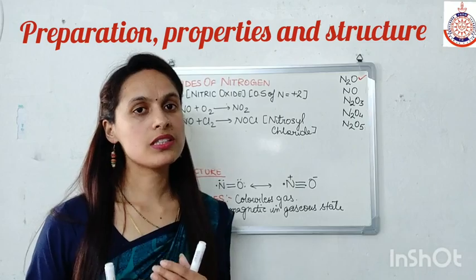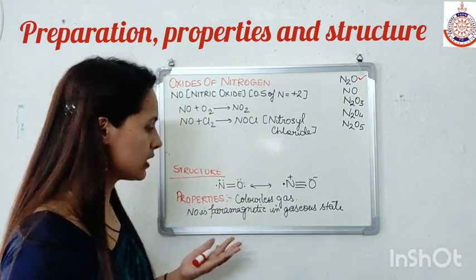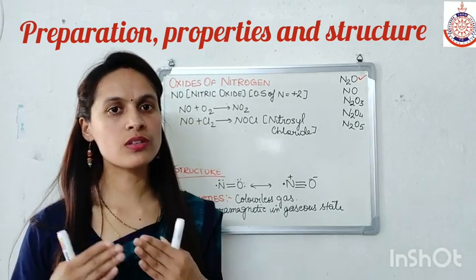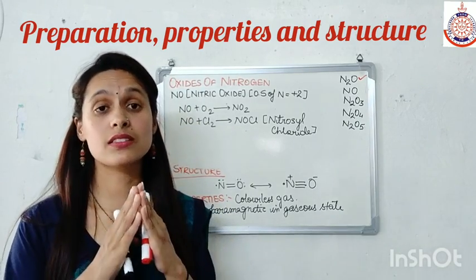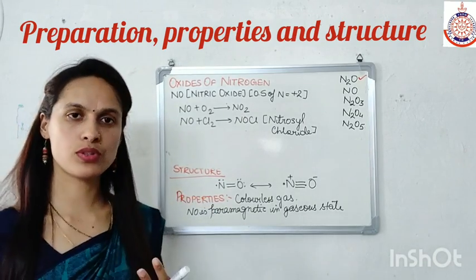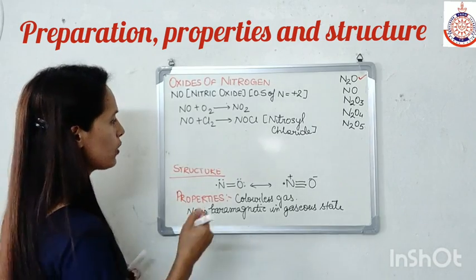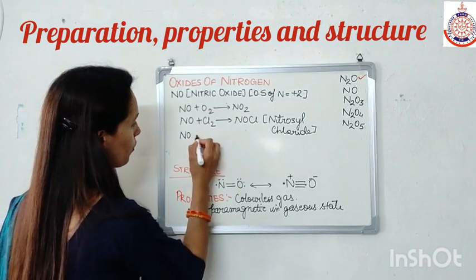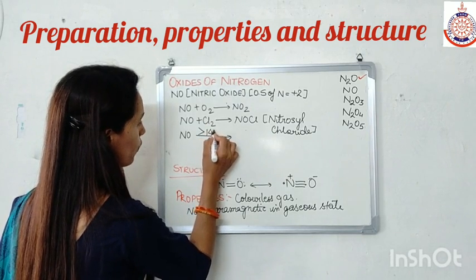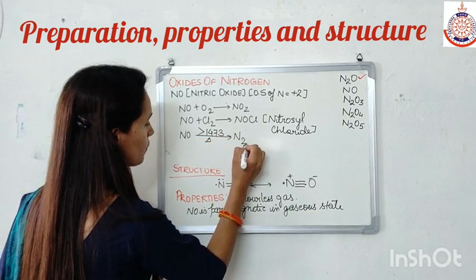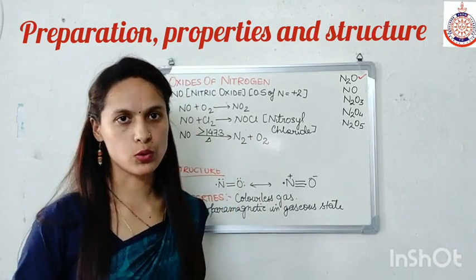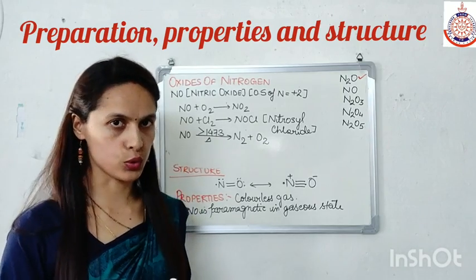Now if I talk about the stability of this compound with temperature, up to 1473 Kelvin it is stable, but after 1473 Kelvin it decomposes into N2 and O2. So we can write that NO, on heating above 1473 Kelvin, gets converted into N2 plus O2, means decomposed into N2 plus O2.